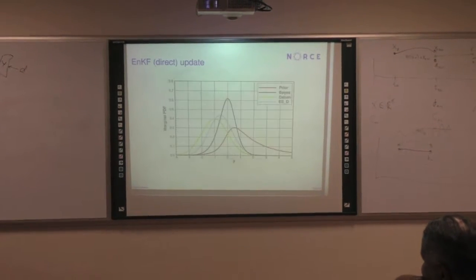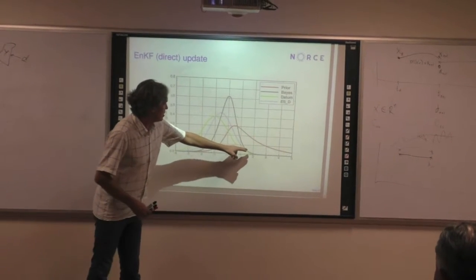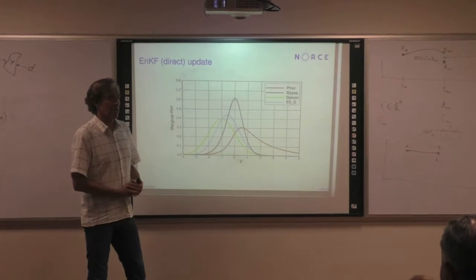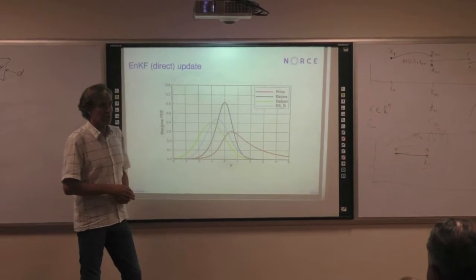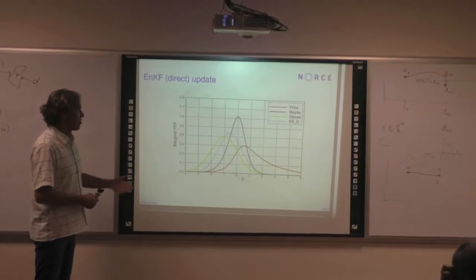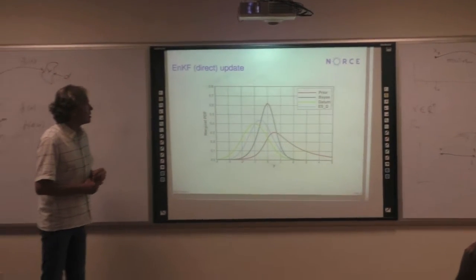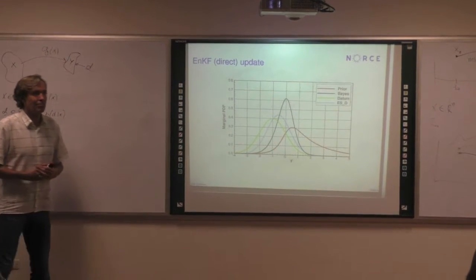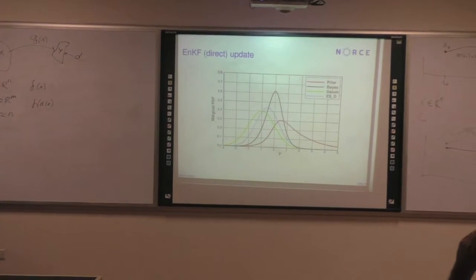Let's see what happens if I compute this update. This dashed line is the ensemble Kalman filter update, and it's quite far from the theoretical solution. So obviously we have a problem, and this is what we will deal with now.